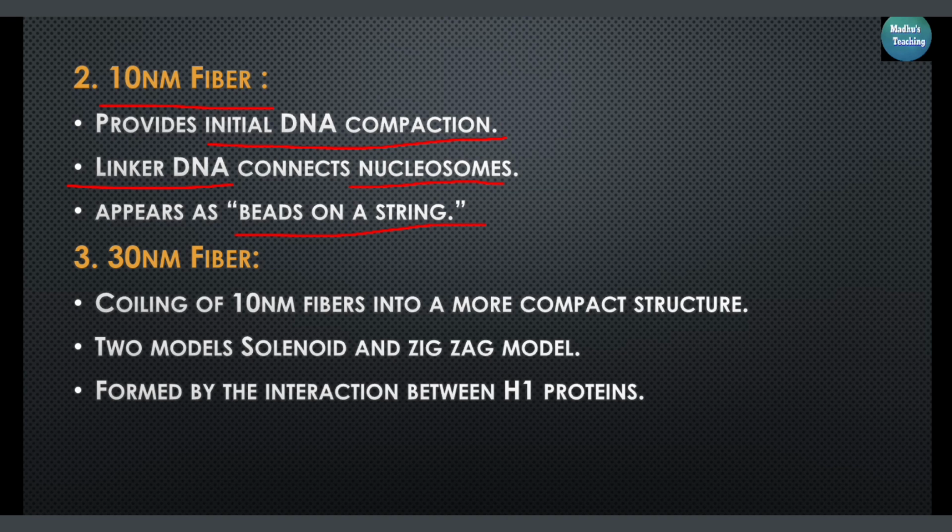Next, this 10 nanometer fiber structure will be further coiling into 30 nanometer fiber structure, and this is more compact structure than compared to the 10 nanometer fiber structure, and it is formed by the interaction between the H1 proteins of the nucleosomes, and there are two models in 30 nanometer fiber. One is solenoid model and another one is zigzag model.